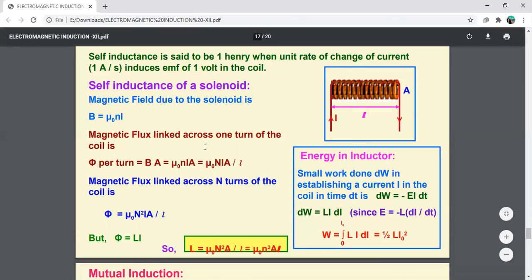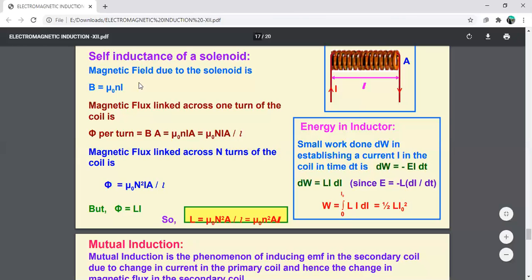So try to understand here, the magnetic field due to a solenoid is given as B equal to mu naught n i, and the magnetic flux linked across one turn of the coil is given as B dot A, that is BA, because the angle between the magnetic field and area vector will be 0 degree, because the area vector is directed in this direction here, and the magnetic field line is also directed in this direction. So here mu naught n i A.